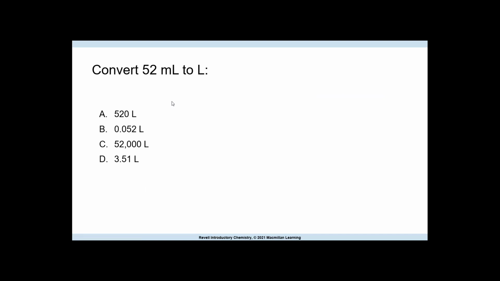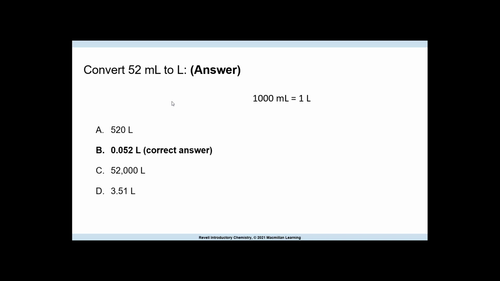So let's do some problems. Convert 52 mils to liters. I did not do the conversion here because by now you should be sort of comfortable, or hopefully very comfortable, in seeing this and realizing it's not that difficult of a problem.